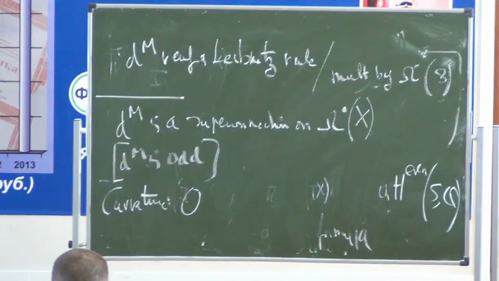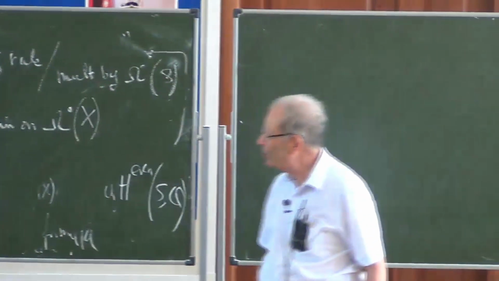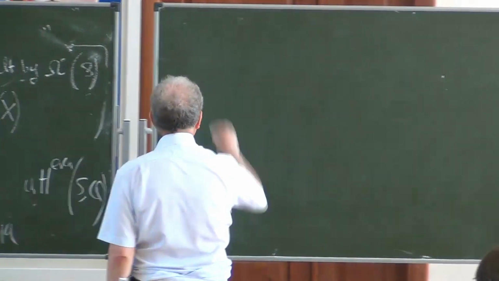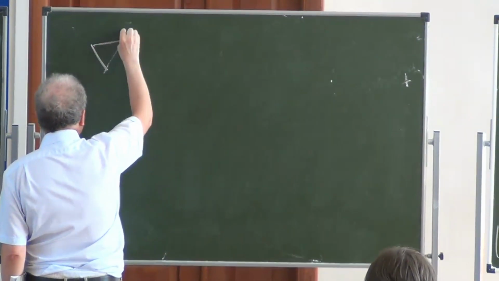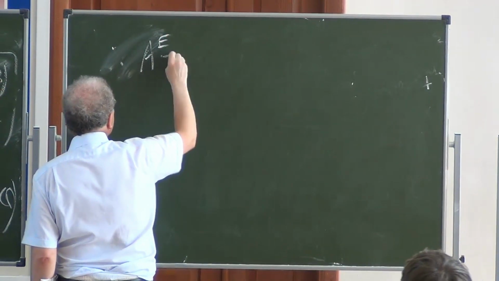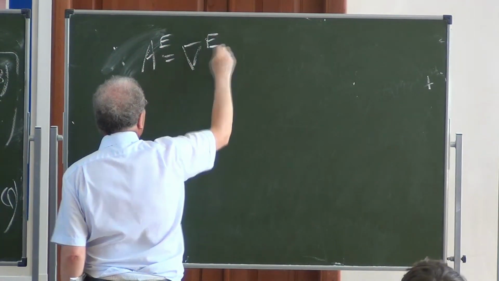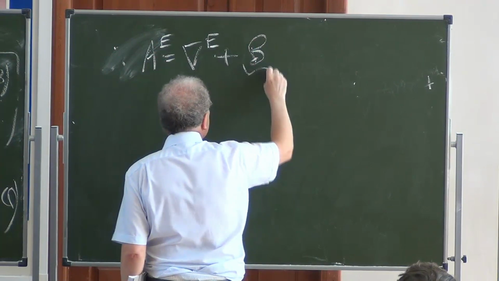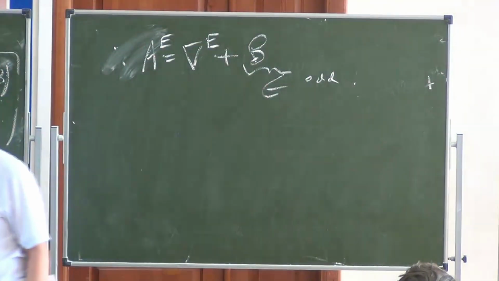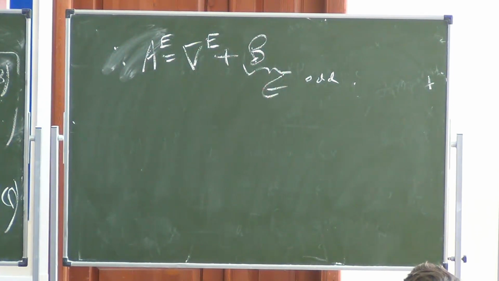So now we're going to force ourselves to view dm as a superconnection. I told you that there is a general structure of superconnections, and a superconnection A^E is always given by nabla^E plus B, where B lies in a certain odd algebra. So I will now force myself to write the operator dm as a superconnection this way.